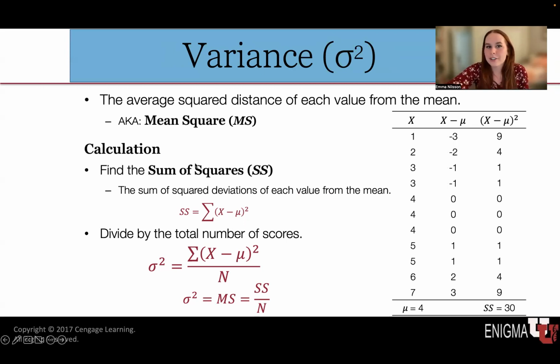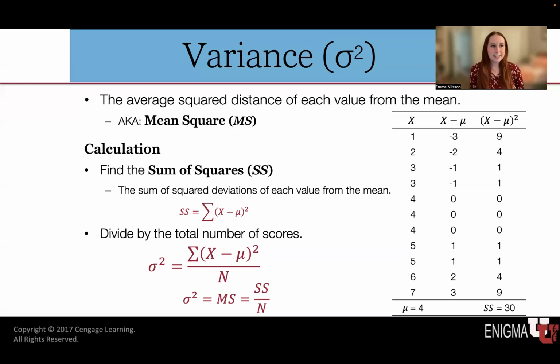The sum of squares is the sum of squared deviations of each value from the mean. So you take the distance of each value from the mean, you square each of those, and then you add them up. That's how you get the sum of squares, and that is the numerator in our variance formula.